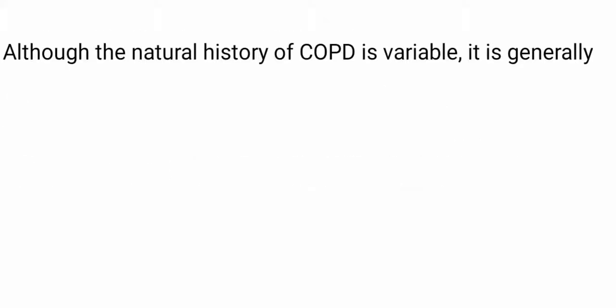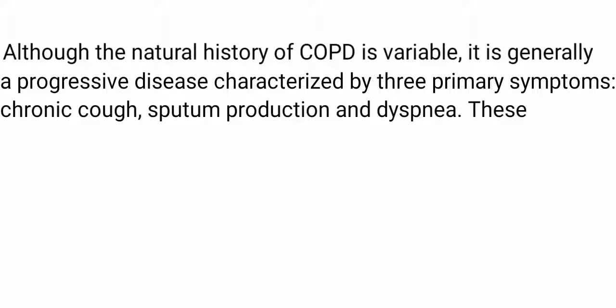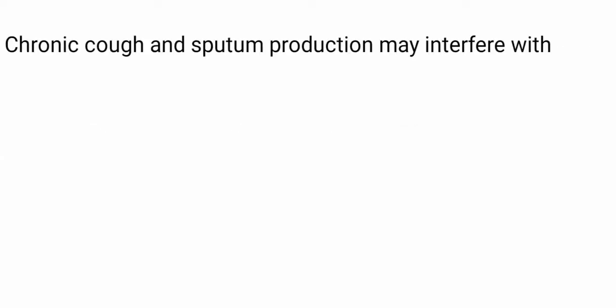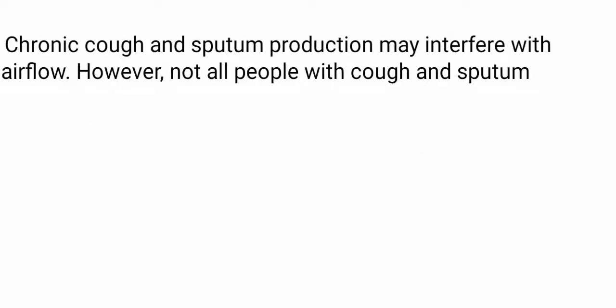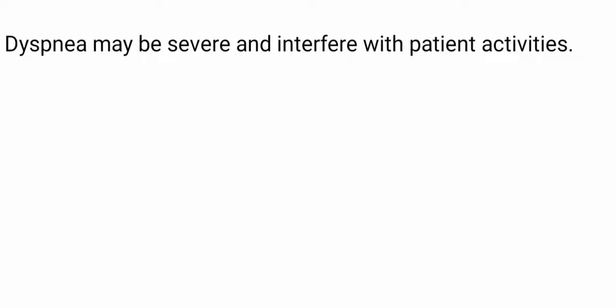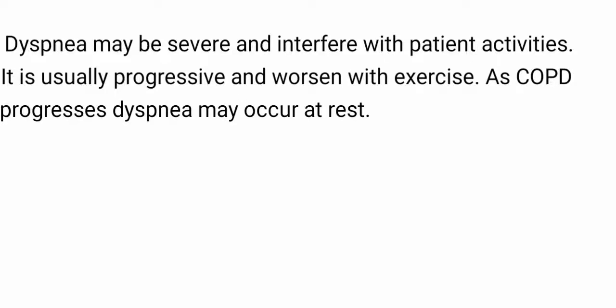Although the natural history of COPD is variable, it is generally a progressive disease characterized by three primary symptoms: chronic cough, sputum production, and dyspnea. These symptoms often worsen over time. Chronic cough and sputum production may interfere with airflow. However, not all people with cough and sputum production develop COPD. Dyspnea may be severe and interfere with patient activities. It is usually progressive and worsens with exercise. As COPD progresses, dyspnea may occur at rest.